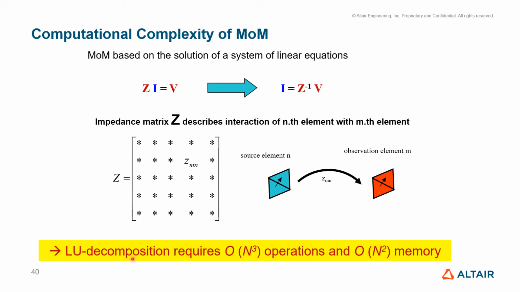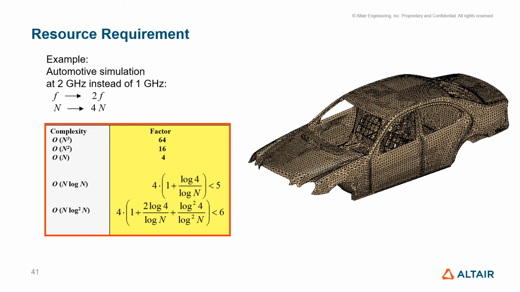But the problem is that LU decomposition of this, that is inverting this matrix, requires order of n cubed operations, and storing the matrix requires order of n squared memory, that is storing the whole matrix where every element is a non-zero quantity. So we need n by n memory requirement and order of n cubed operation count. What does that mean in terms of real numbers? That is order of n cubed versus order of n squared, etc.